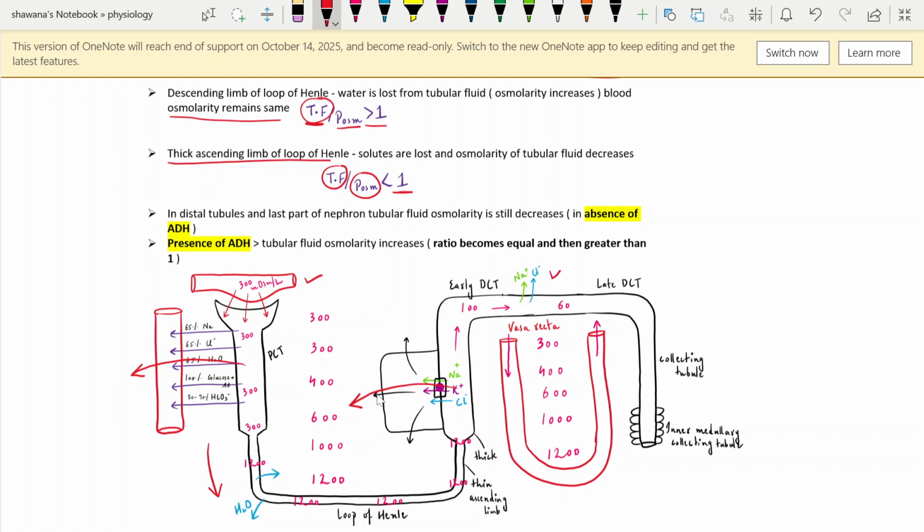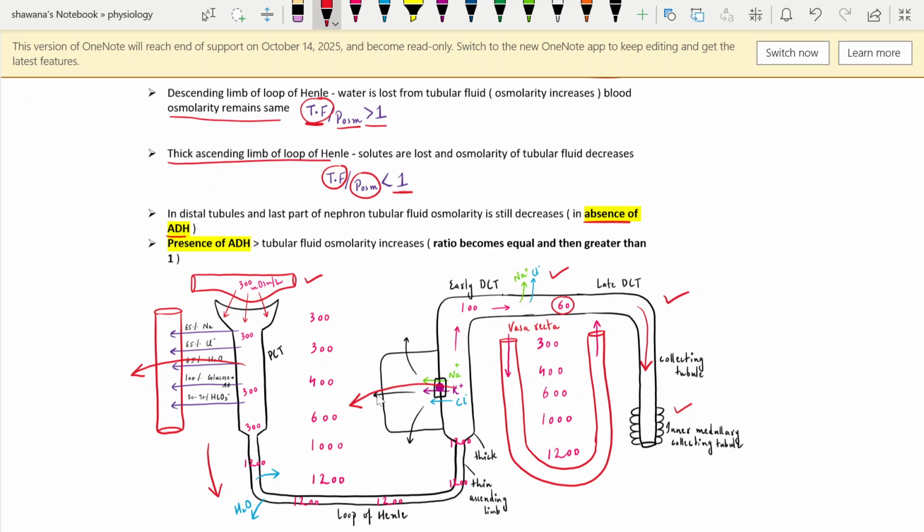In the distal part of the nephron, in the cortical collecting tubule and the medullary collecting tubule, the osmolarity depends on the presence or absence of ADH. It means that in the absence of ADH, the tubular fluid osmolarity will decrease even more. In the absence of ADH, the tubular fluid is still hypoosmolar. Okay, it was 60, and in the absence of ADH there will be no water reabsorption.